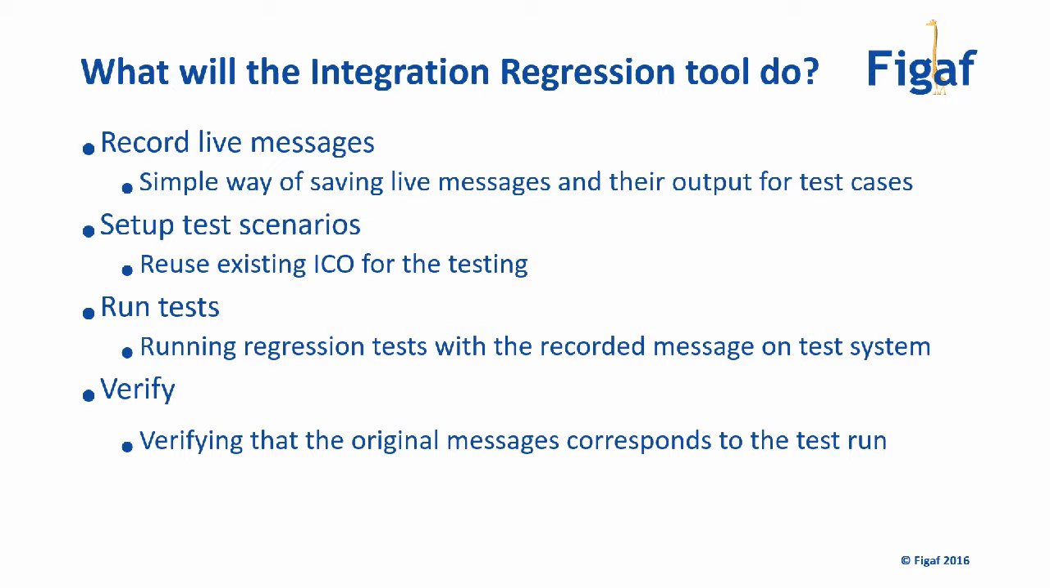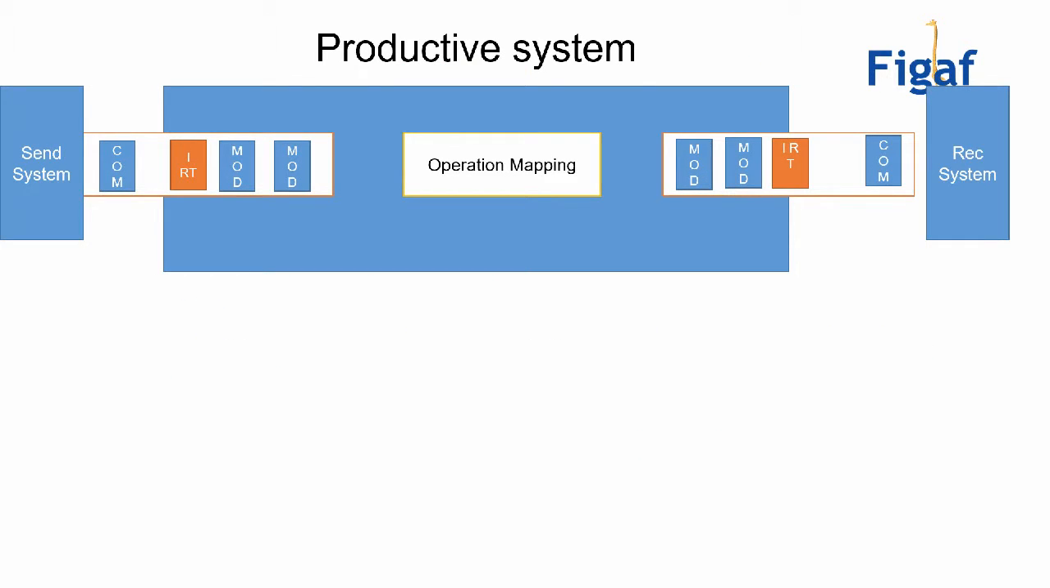So you're running the regression test with all the recorded messages and expected results. And then you're verifying the original messages against the corresponding test results to see what's going on and how well these different messages are handled. So let me just show how this works.